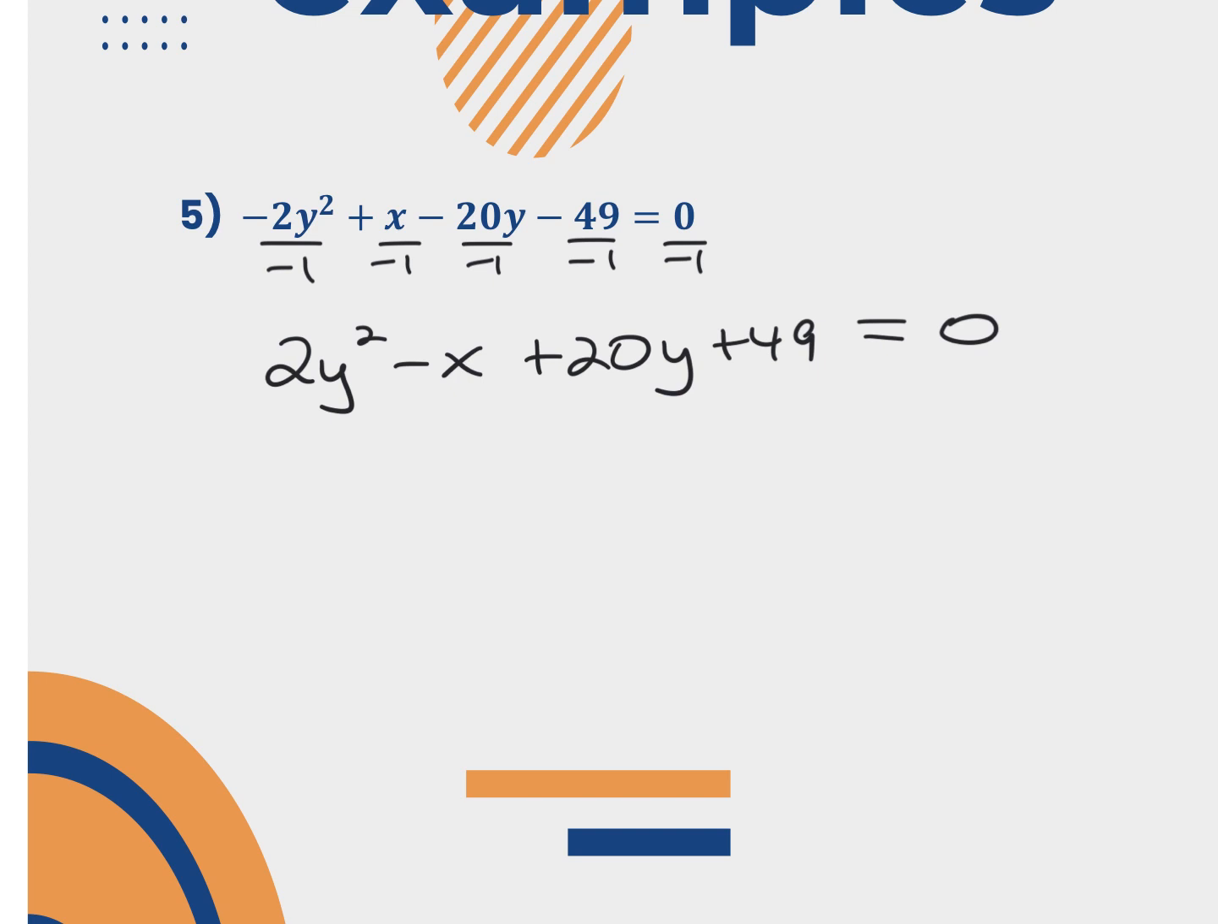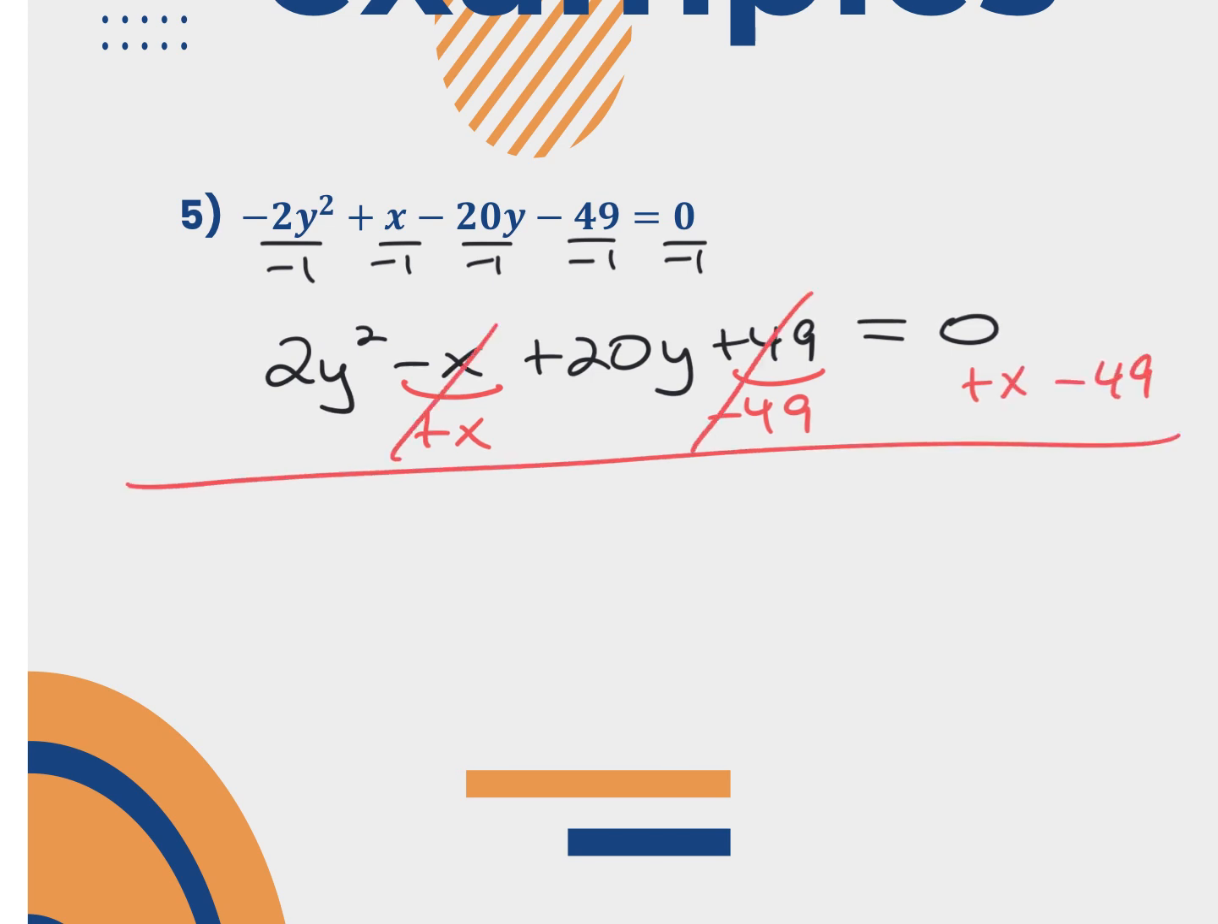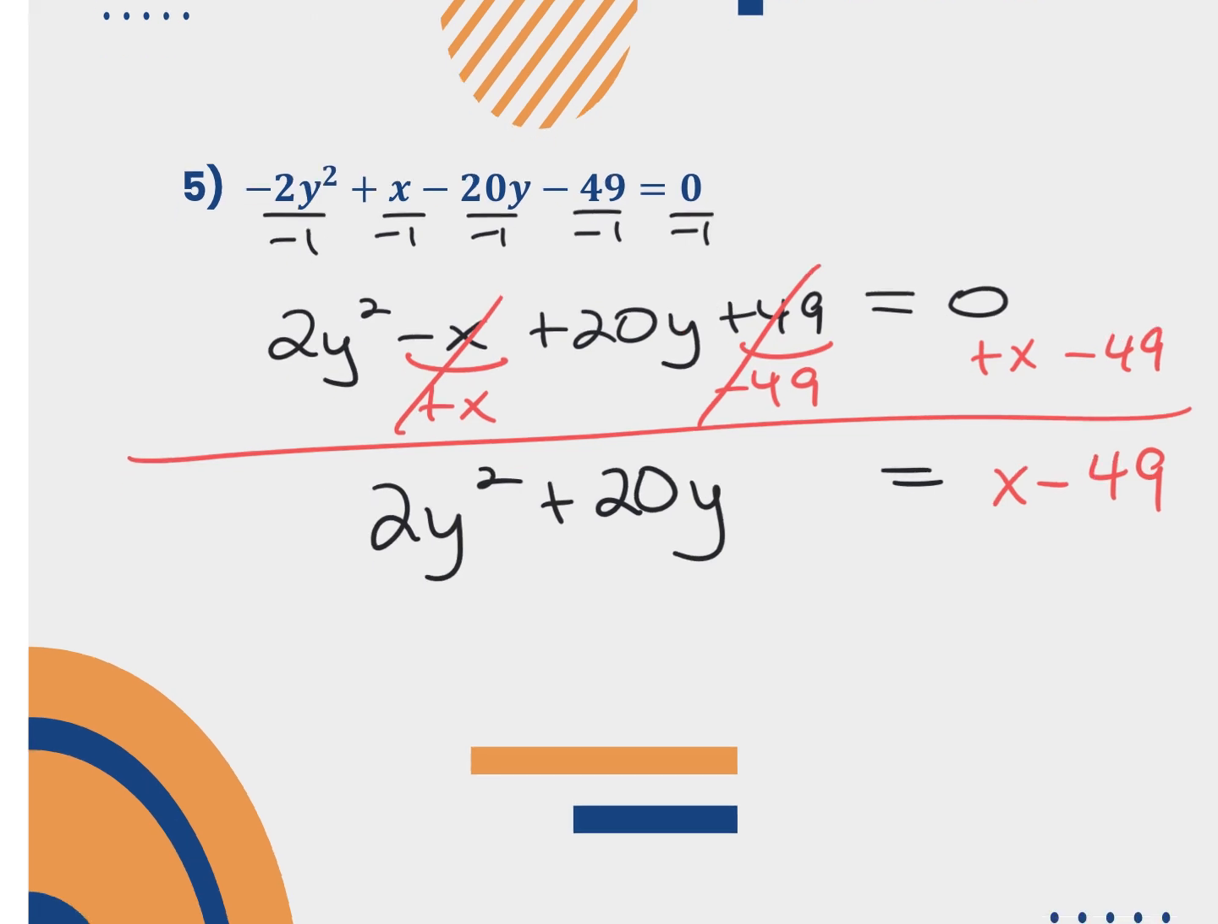Again, what I want to move to the other side is any variable that doesn't have a corresponding x² or y² with it. So I'm going to move both the x and the 49 to the other side. So I'm going to subtract the 49 and add the x to both sides. It'll cancel this and this. And now I have 2y² plus 20y, leave a blank space, and then now I have the x minus 49. I need to complete the square for the y variable.